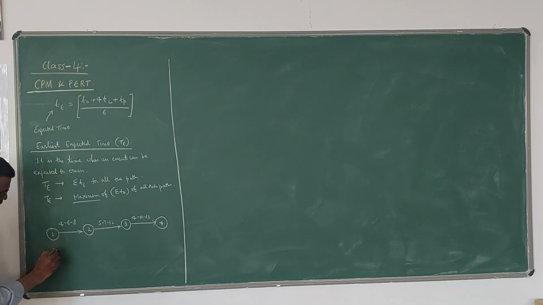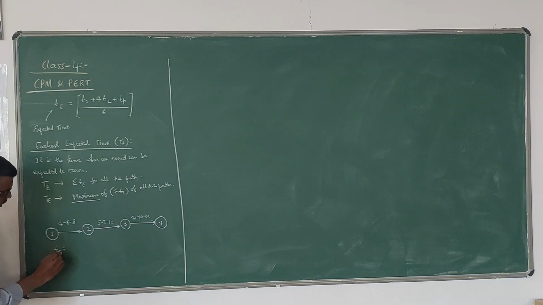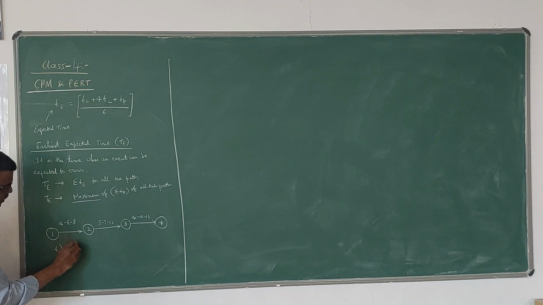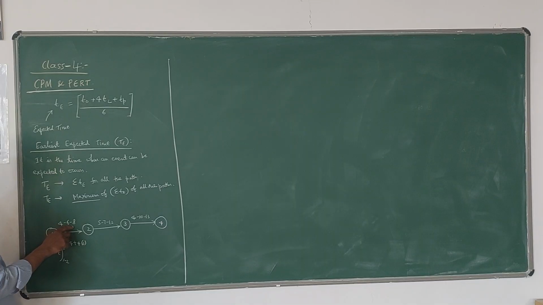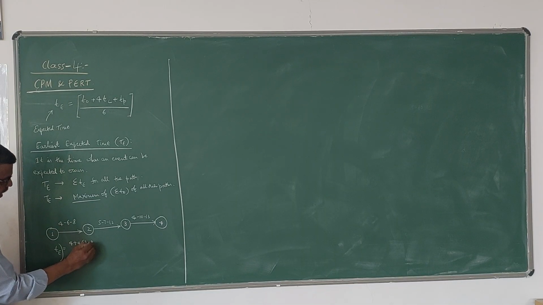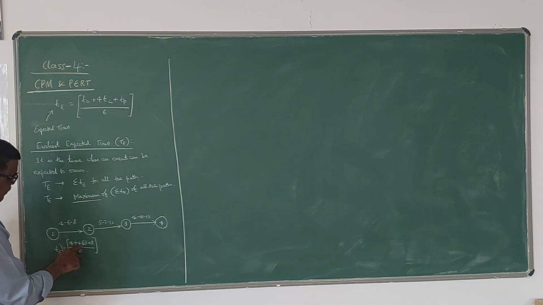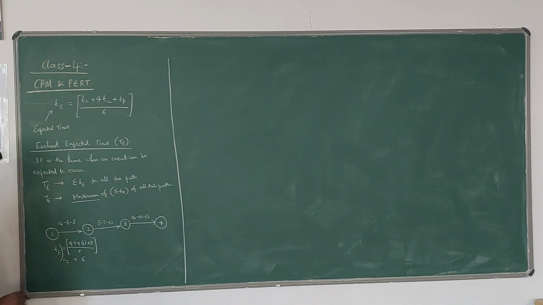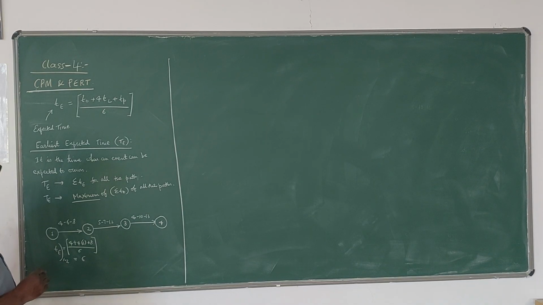So TE for the activity 1, 2 is given by, if you use this formula, TO is 4, plus 4 times 6, because TL is 6, plus 8, TP is 8, divided by 6. If you simplify this, you will be getting 4 plus 24, 28, 28 plus 8, 36, you will be getting 6. So TE value for the activity 1, 2 is 6. That is the expected time.